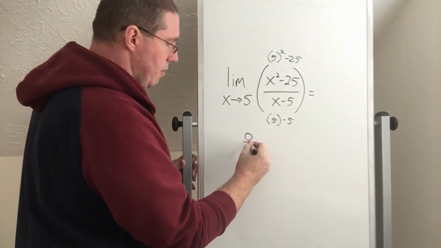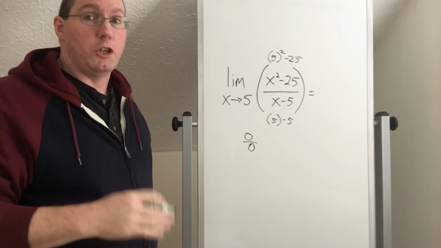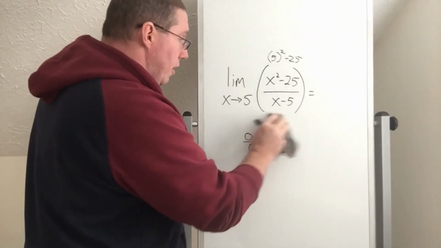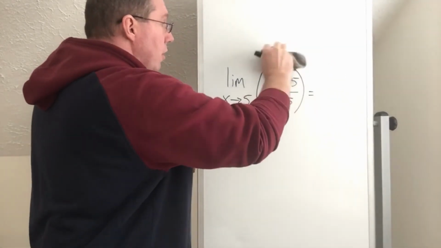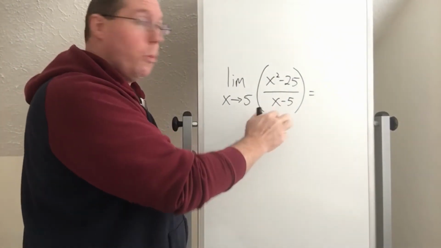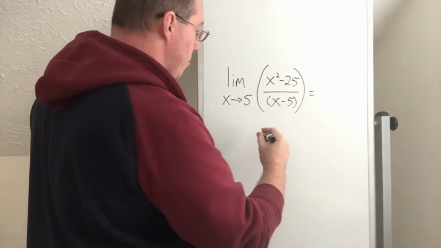5 minus 5, that's 0. So I've got a 0 over 0. Now I need to go on to step 2, which is to factor the numerator and the denominator. Now, the denominator is already factored, right? It's just one binomial, x minus 5. But the numerator needs to be factored.